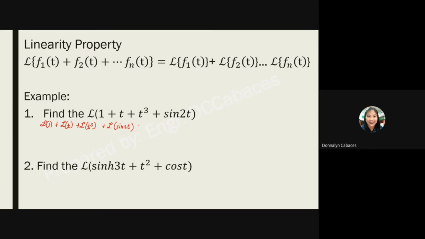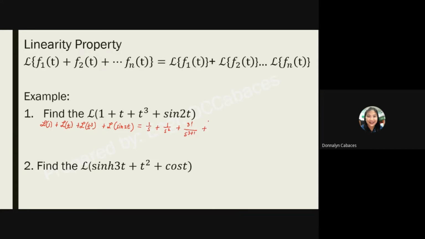Okay? And we can have the individual Laplace transform of each function. So the Laplace of 1 is 1 over s, plus, what is the Laplace of t? That is 1 over s squared. The Laplace of t cubed, using the formula of n factorial over s to the n plus 1, is 3 factorial over s to the 3 plus 1.